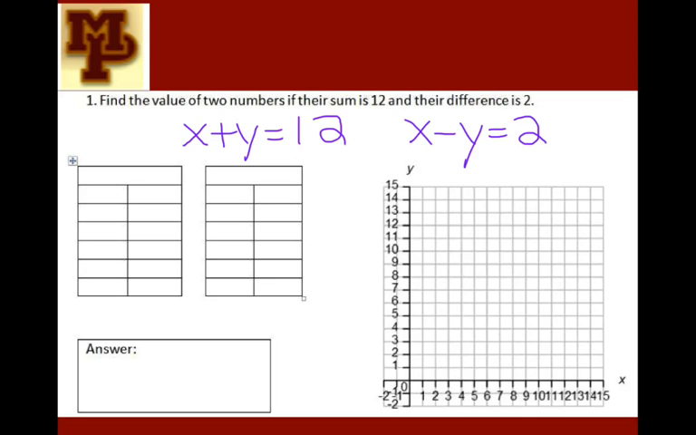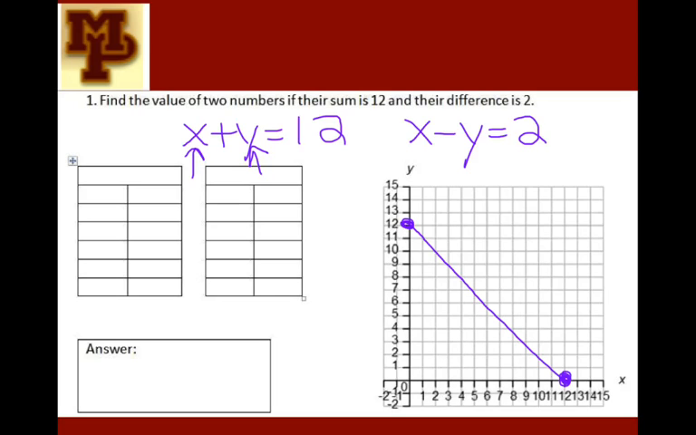Now when we go to graph these, they're both really good to graph with x and y intercepts. You can tell if you plug in a 0 for the y here, that your x-intercept would be 12. So we would put a dot right there at 12. And then your y-intercept is if you put in a 0 for the x, so then the y-intercept would also be 12. And then we would just connect the dots with a straight edge.